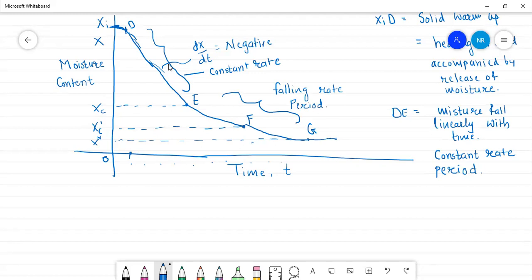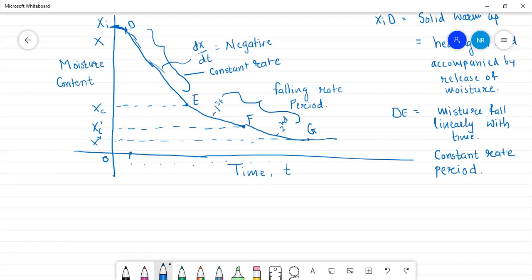It's a falling rate period. So this is the graph of how the moisture is decreasing with respect to time. This is the first falling rate period, and this is the second falling rate period.